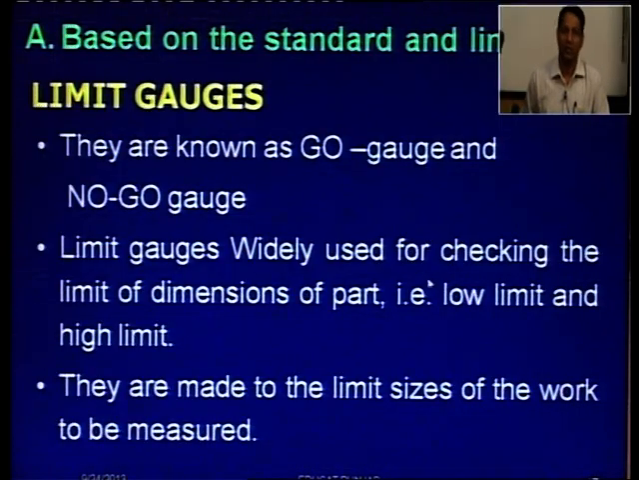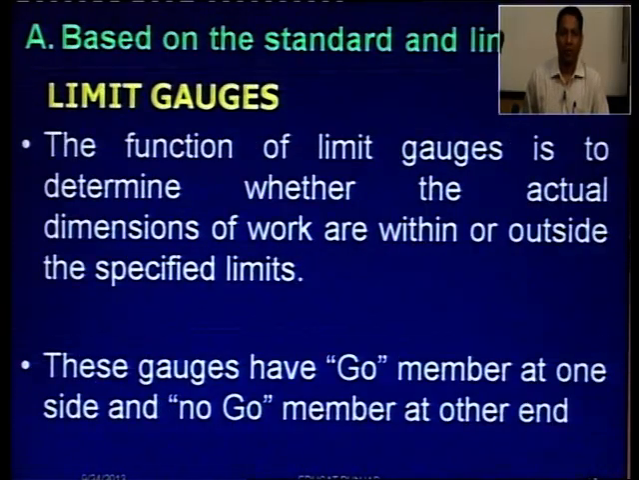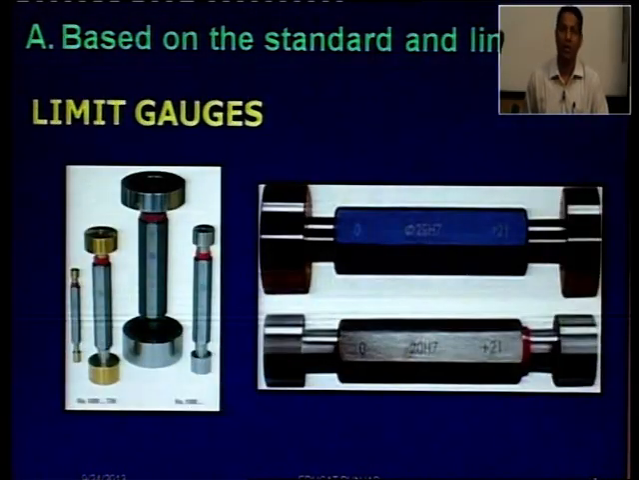As we have discussed already, what are the lower limit and the upper limit, and how we check the lower limit and upper limit. These limits are called tolerances. These limits are intentionally provided on it. This is also called range. So the function of the limit gauge is to check whether the actual dimensions of the work are within or outside the specified tolerances or limits. These are called go or not go gauges. On a single gauge there may be a go gauge and a not go gauge.